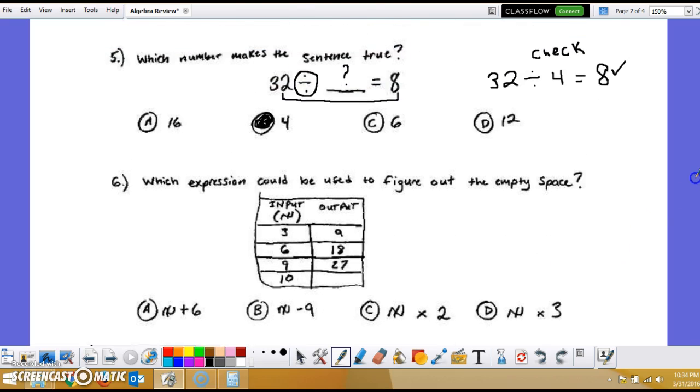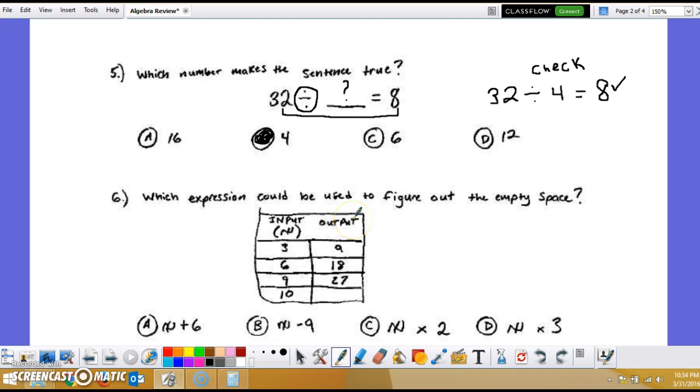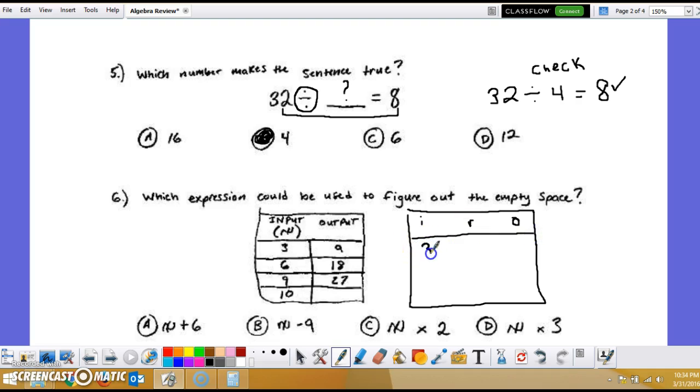Number 6 is another input-output box. Which expression could be used to figure out the empty space? First, I've got to find the rule. And again, off on the side, what is this input-output box missing? The rule box. So if I have the in and the out, find the r, or the rule. If I start with 3 and I go to 9, I'm either adding or multiplying. Let's try addition first. If I add, I know that it's adding something equals 9. And to solve for this variable, I need to take what I know, the 9 and the 3, and do the opposite operation. 9 minus 3 gets me 6.